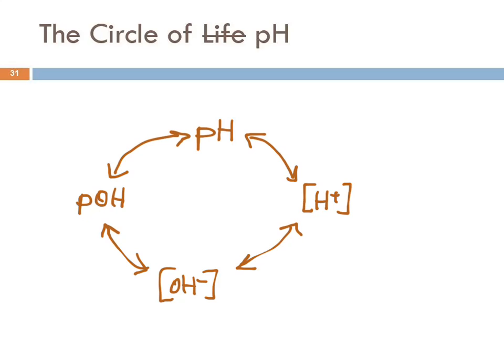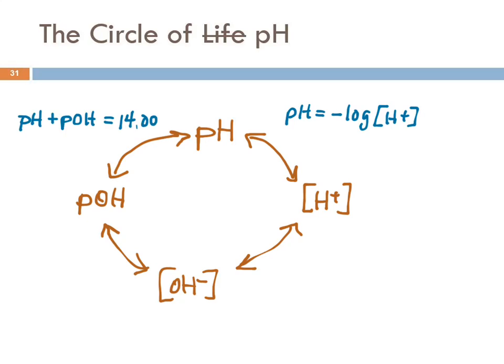So how are these related? Well, let's change colors. How are pH and pOH related? You add them together, you get 14. So pH plus pOH equals 14. What's the relationship between pH and hydrogen ion concentration? pH equals negative log of the hydrogen ion concentration. What if we wanted to go the other way? The hydrogen ion concentration equals what? 10 to the negative pH.